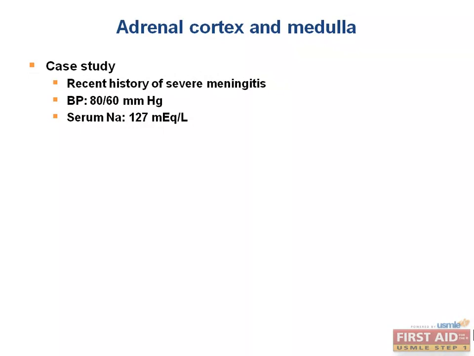Clearly, our patient has low blood pressure, and if the sodium is low, what hormone might be deficient? Right, aldosterone. Where is aldosterone made? The adrenal gland specifically. Which part of it? The zona glomerulosa. Great. So, what does meningitis have to do with this?